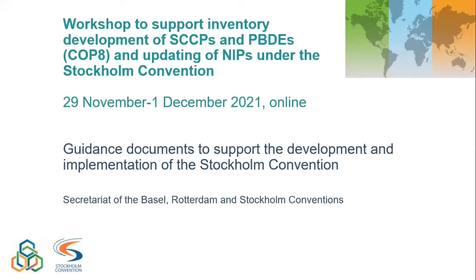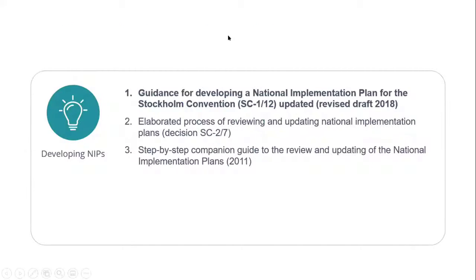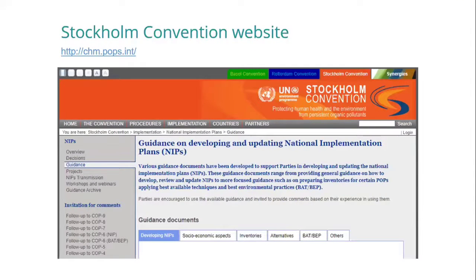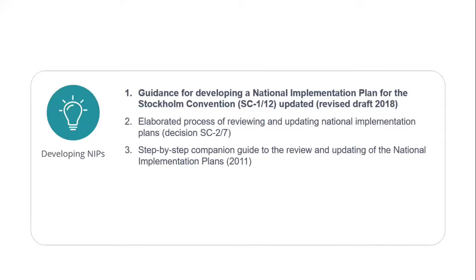And this was understood by the parties well. Right from the beginning, at the first COP in 2006, they adopted the guidance on developing and updating NIP. I can't move the slides. Yeah. Okay. Parties realized this, and the very first thing they did was to adopt a guidance for developing a national implementation plan for the Stockholm Convention by the first COP, decision SC-1/12. And this was revised and updated. And this is the central NIP guidance.